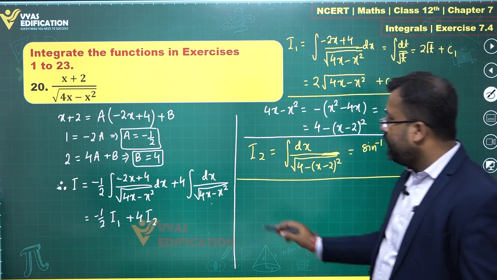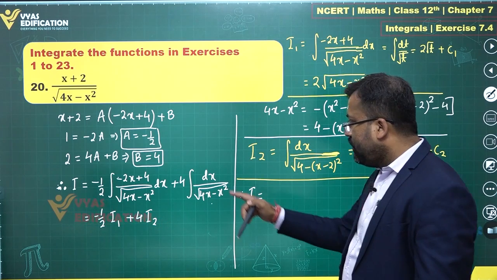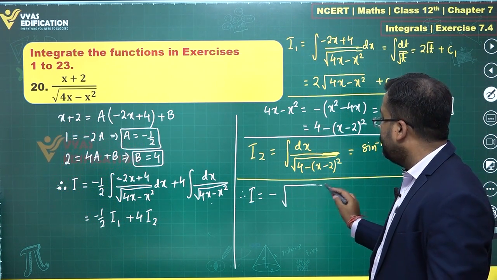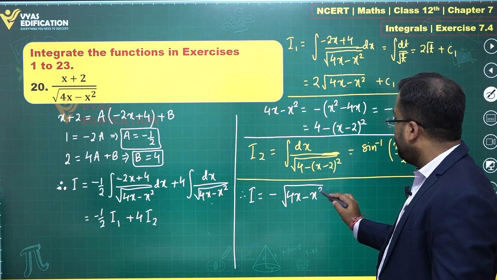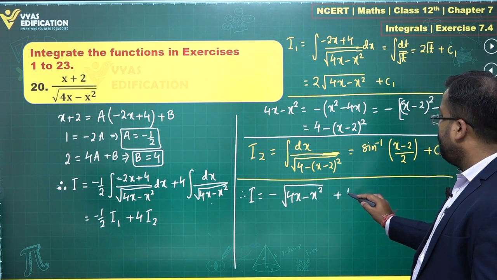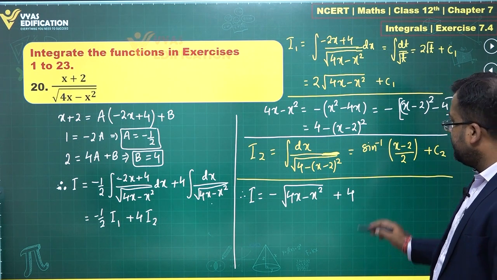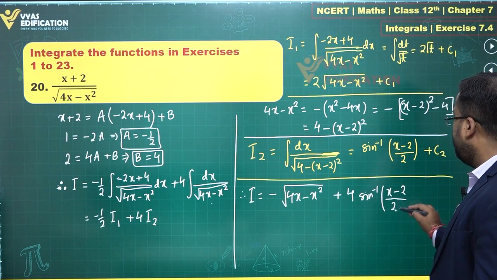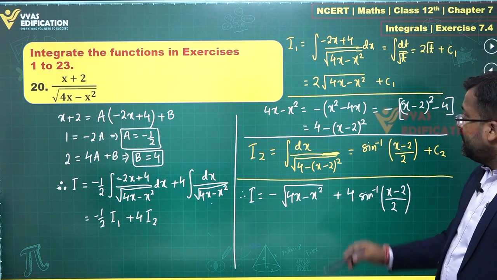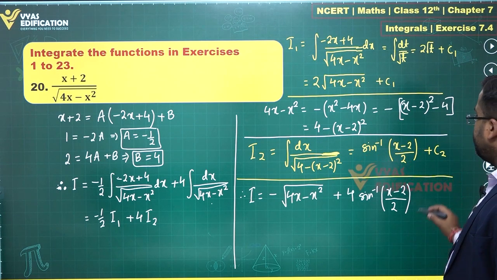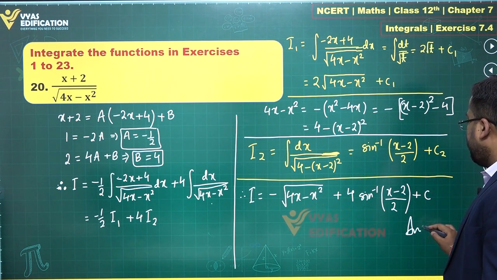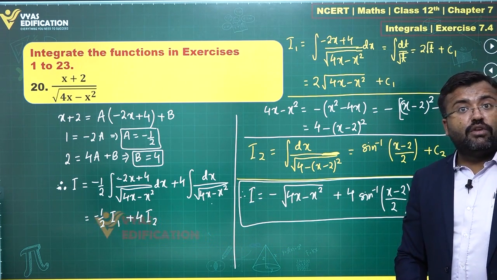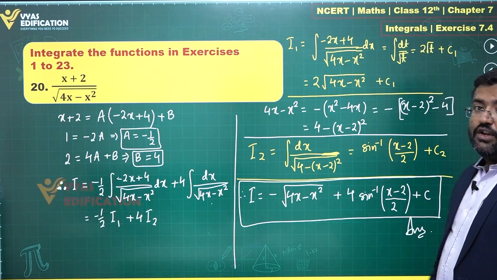And therefore, I will be equal to minus 1 by 2 times this. That becomes minus 1 by 2 times 2 minus under root of 4x minus x square, plus 4 times this. This is sine inverse of (x minus 2) upon 2. This is what you have. The constants minus half c1 plus 4 c2 will combine to give c, and that is the required answer for this question, as you can see over here. That's the 20th question for us.